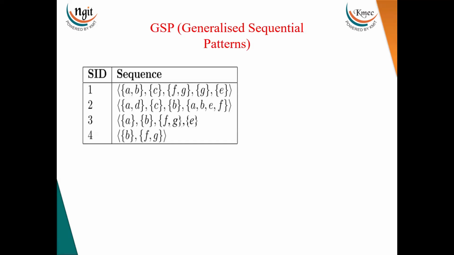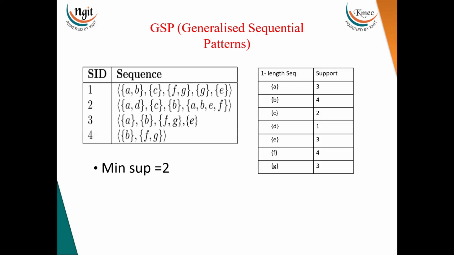So let us understand this with an example. Here we have the sequences and their IDs, right? As I told you, if any element is represented within the braces, it is in the same sequence, or else we represent it in a different sequence. Here the minimum support is given as what? 2. And now we need to find the length one sequences. For that, initially identify the different elements which are there in the sequence database. So we have here elements from A to G, and after that we need to find the frequency or the support count of each element. So if I want to find the support count of A, in sequence 1, A is repeated 1, 2, 3. So the support count is what? 3.